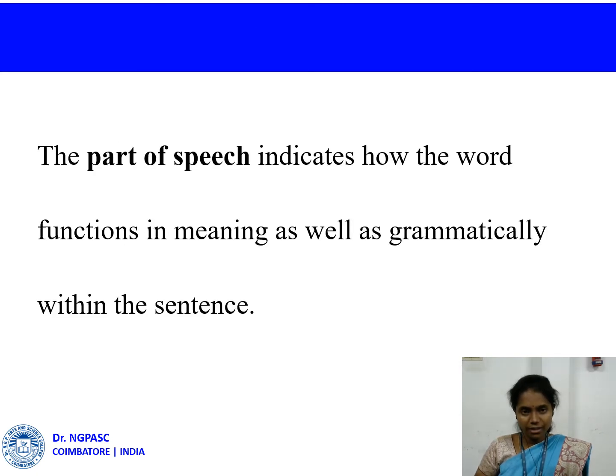And if you look at the definition, parts of speech indicates how the word functions in meaning as well as grammatically within the sentence. It's very important to note that meaning is very important when we write a sentence, and also we have to look into the syntax or grammatical structure of the sentence, how it is connected and how we can understand the meaning. It is based only on the grammatical structure and grammatical way of arrangements of words.